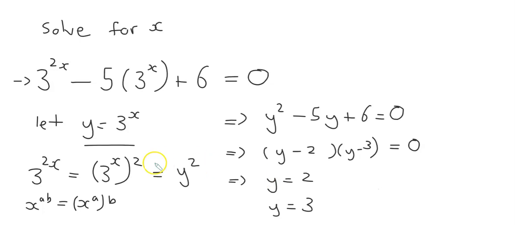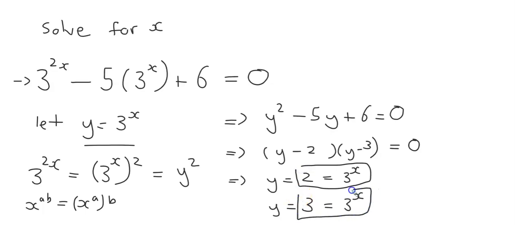So then what we have to do is remember that we said y was equal to 3 to the x. So therefore we know that 2 is equal to 3 to the x, and 3 is equal to 3 to the x. Now we've got these two equations and we need to solve them. This is where potentially logarithms will come in. Remember that whenever we're trying to solve for an unknown, and the unknown is in a power, then we use logarithms to do that.